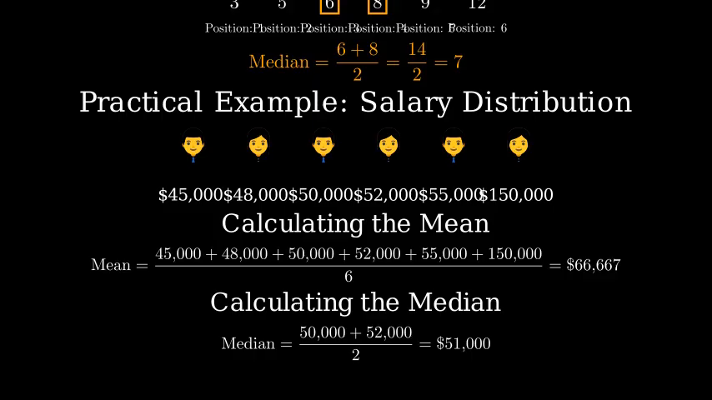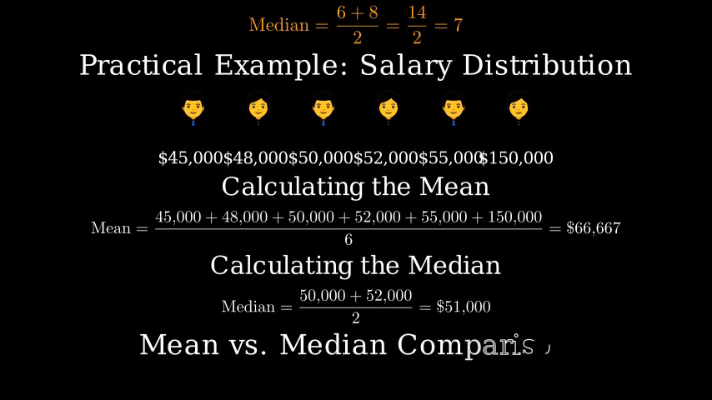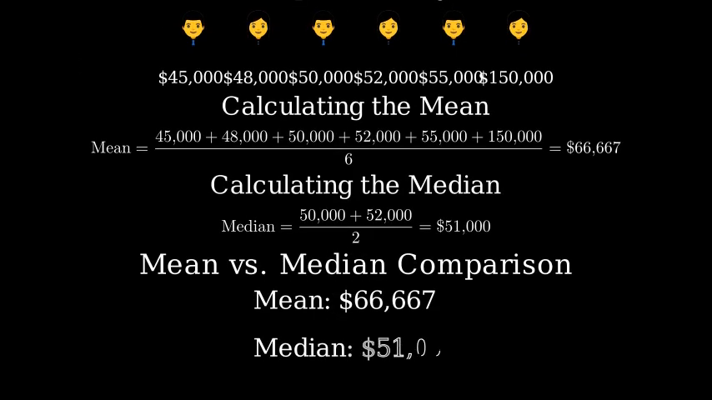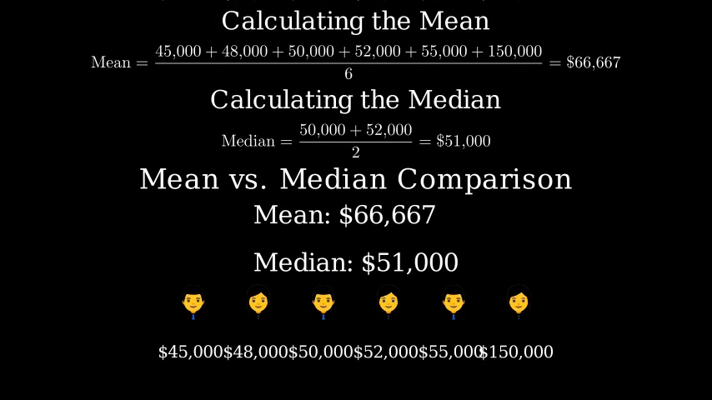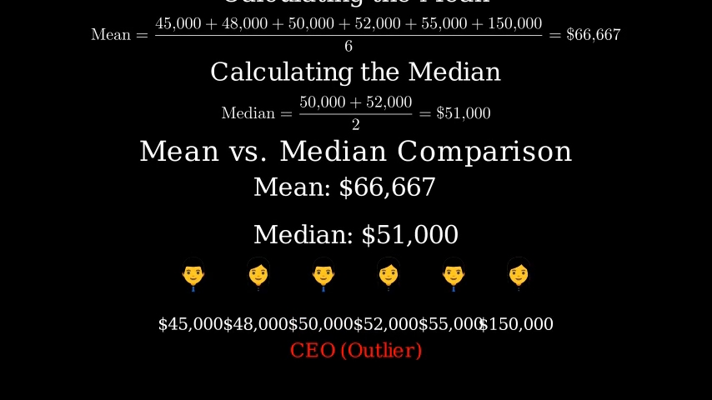Notice the significant difference between the mean and median. The mean salary is $66,667, while the median is $51,000. This difference occurs because the CEO's high salary of $150,000 is an outlier that pulls the mean upward. Most employees actually earn closer to the median value of $51,000. That's why the median gives us a more accurate picture of the typical salary in this company.